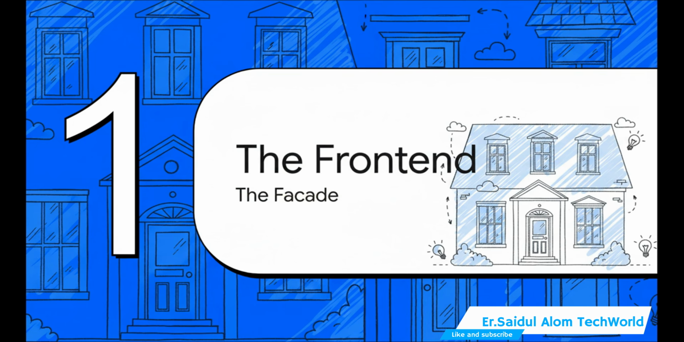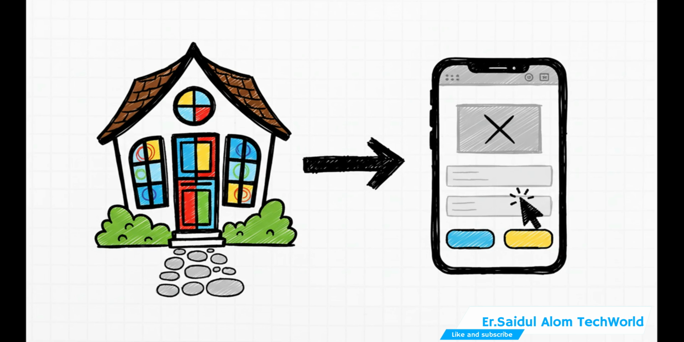All right, so let's start with the part we all know and see, the front end. In our house analogy, this is the curb appeal, the facade, everything you see from the street. Think of the front end as everything inside that house that you interact with. The paint color, the comfy sofa, where you put the TV. It's the whole user experience. In the digital world, that means all the buttons, the menus, the text, the images, basically anything and everything a person can see and interact with.